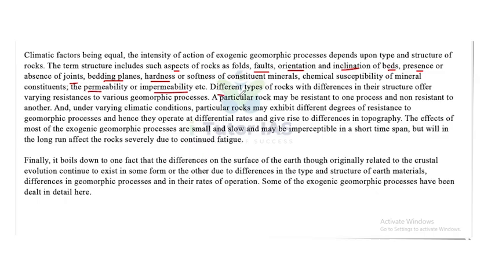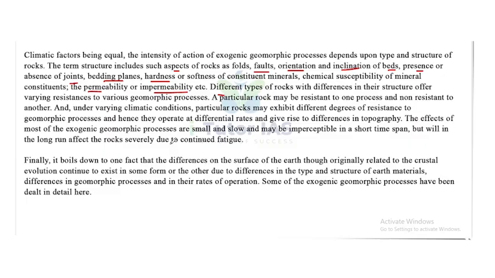Now, different types of rocks with difference in their structure offer varying resistance to various geomorphic processes. A particular rock may be resistant to one process and non-resistant to another. And under varying climatic conditions, a particular rock may exhibit different degrees of resistance to geomorphic process and hence they operate at differential rates and give rise to different topography.